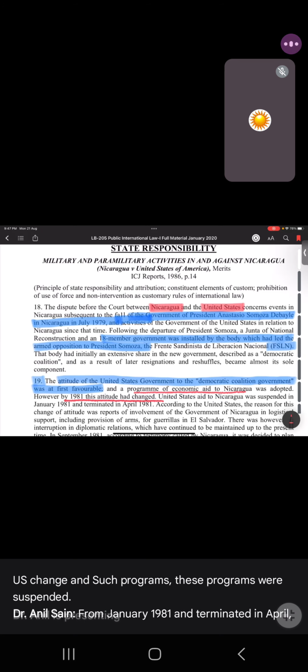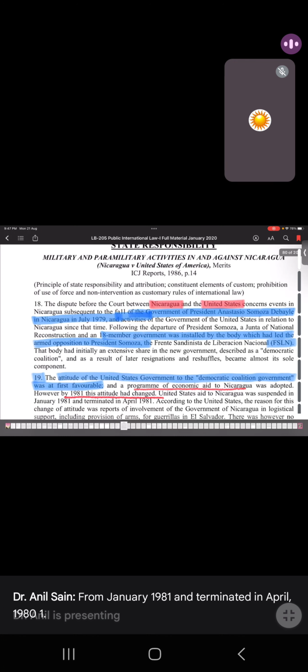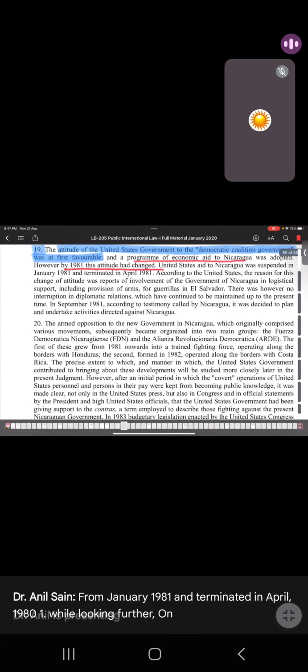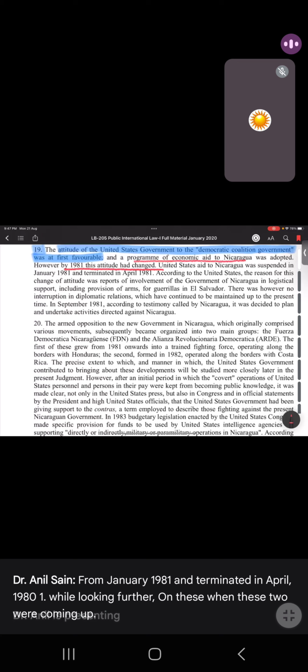April 1981. While looking further into this, there were reports of involvement of the government of Nicaragua in logistical support, including provision of arms for guerrillas in El Salvador. This came up when they were examining it. That means initially, when the government of Nicaragua fell, the US started facilitating them through economic and other policies.